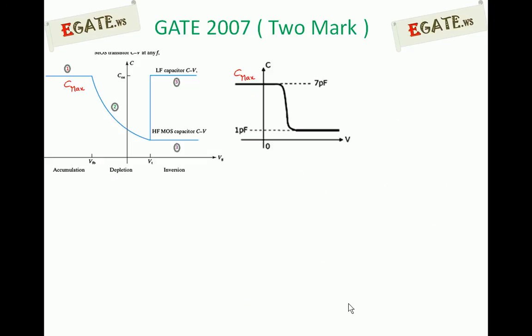Now we are coming to our question. This was the diagram given in the question, which shows 1 picofarad and 7 picofarad. 7 picofarad is maximum, 1 picofarad is minimum. This is gate voltage and this is capacitance. If the gate voltage is less than 0, such that it is in accumulation mode, we will get maximum capacitance COX, 7 picofarad. Whenever it is in the inversion region, we will get minimum capacitance, which is equal to 1 picofarad. That is the meaning.